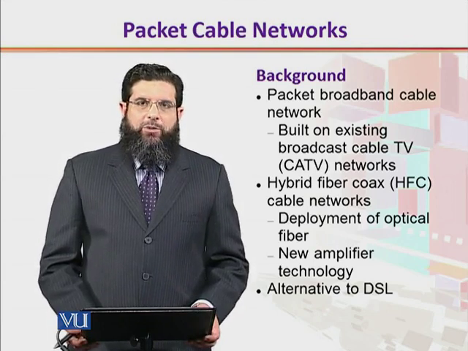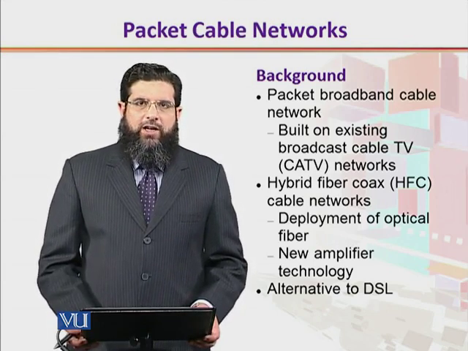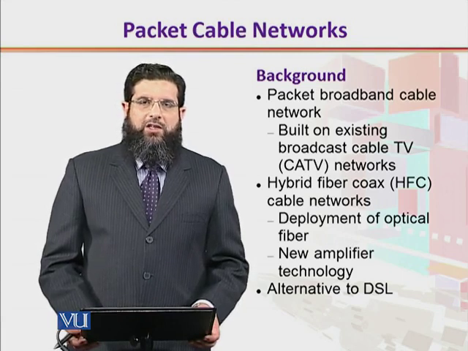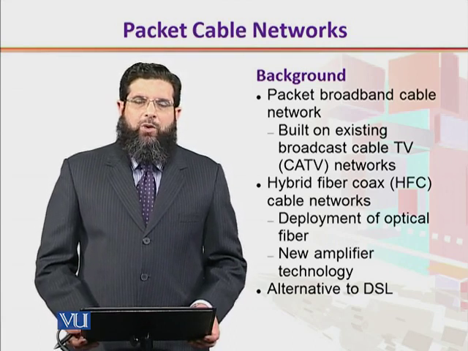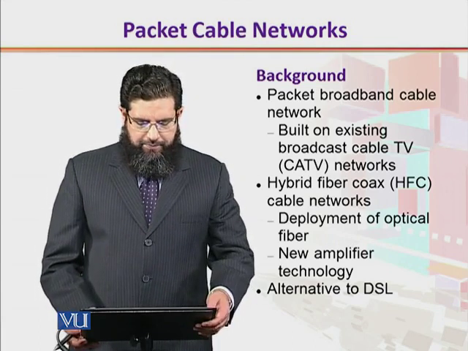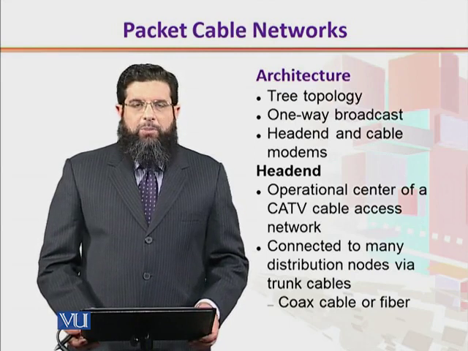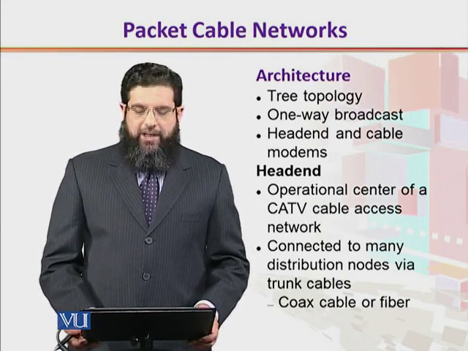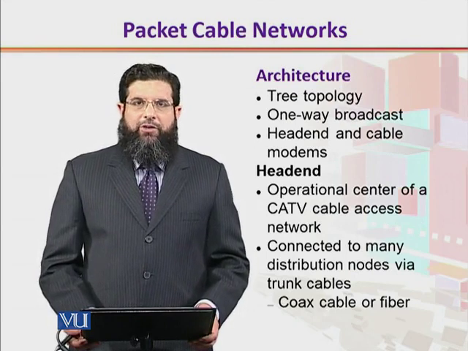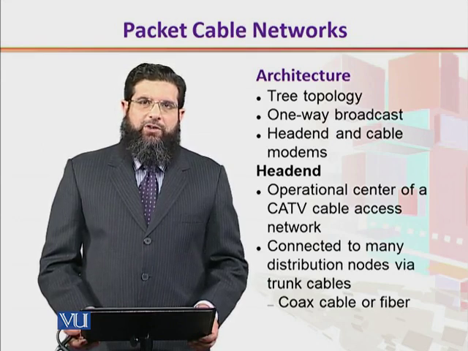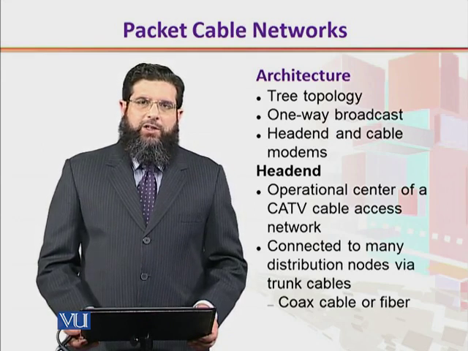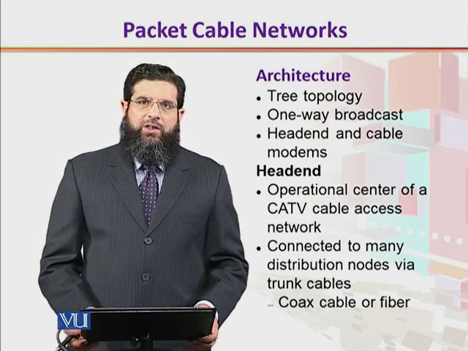This packet cable network is considered to be an alternative and a competitor to the digital subscriber line, which is yet another form of internet access which is given to the residential customers. The primary architecture for packet cable networks comprises a tree topology. As you can expect, in the tree we have the root node, and then we have subsequent children nodes. And these children nodes are actually the residential users, and the root node is the head end.